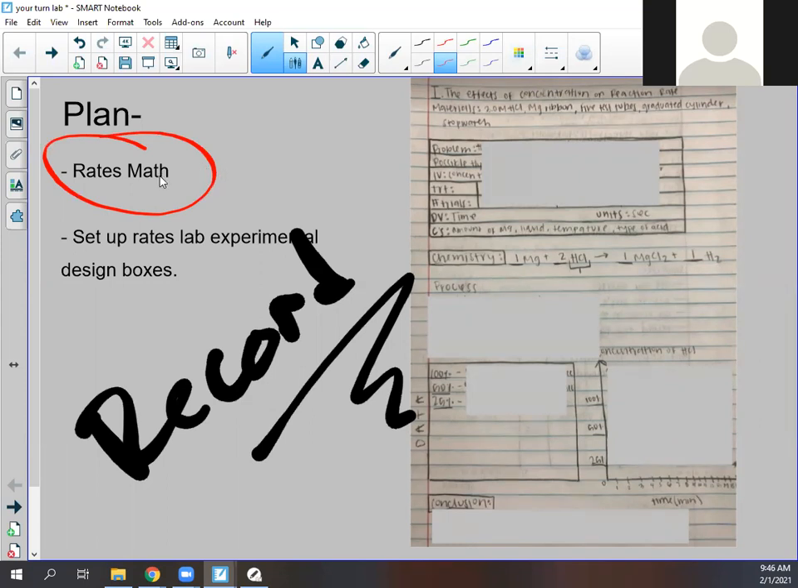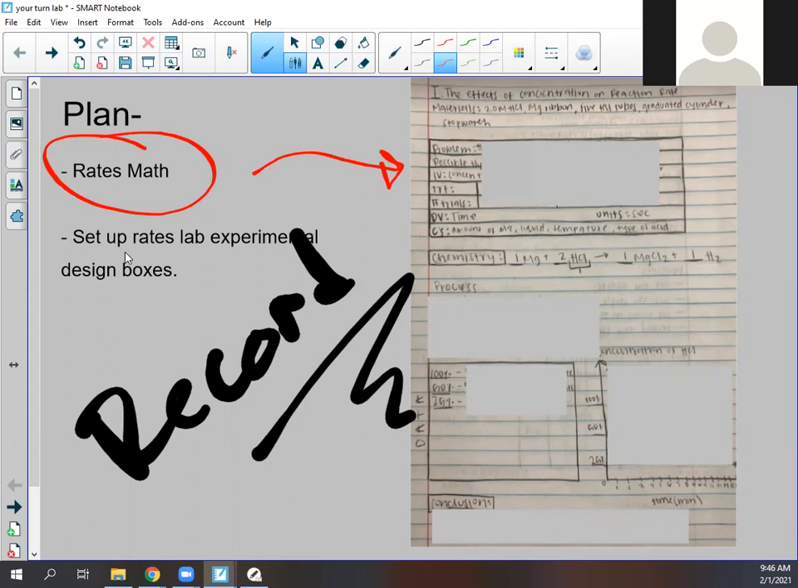All right, so today we'll do rates math. If we end up having more time than first hour, we will start setting up for our lab we're doing tomorrow. All right, the lab tomorrow is not that hard, but you have to do it on your very own. All right, so here we go.